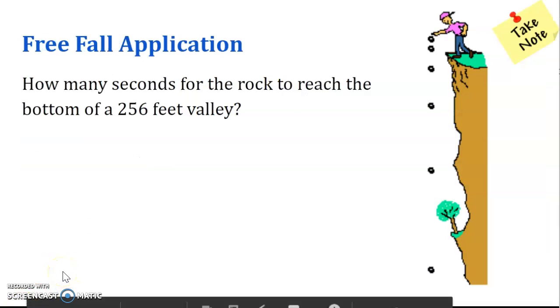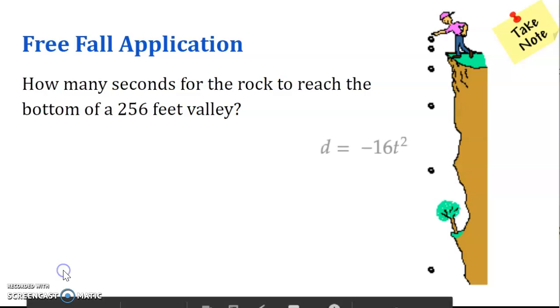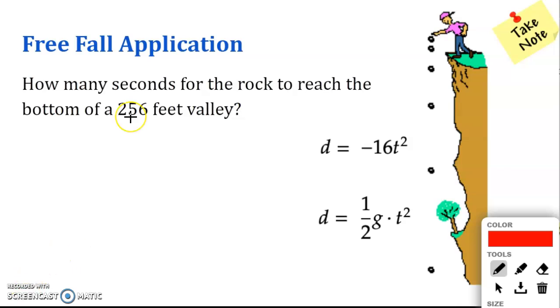Okay, now let's do another application problem. How many seconds for the rock to reach the bottom of a 256 feet valley? What do you think? We can use d is equal to negative 16t squared, because this is really the same as d is equal to half g, the acceleration due to gravity, multiplied by t squared. So you're told that the total depth is 256 feet. That means 256 is equal to negative 16t squared.